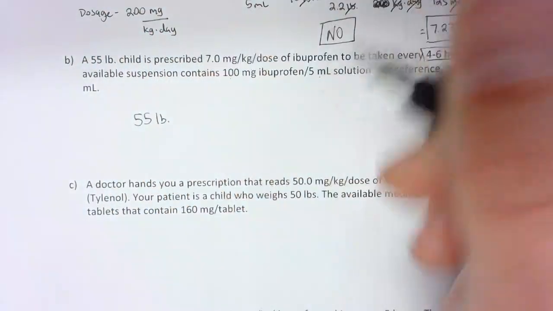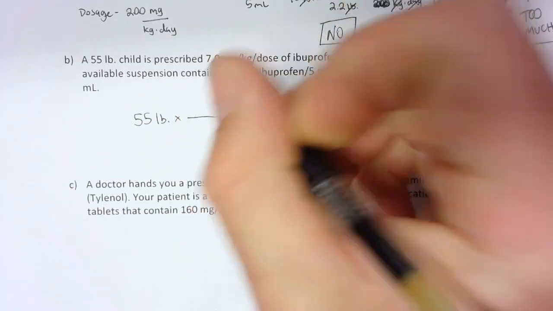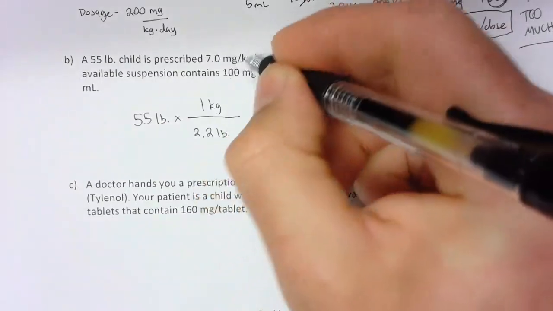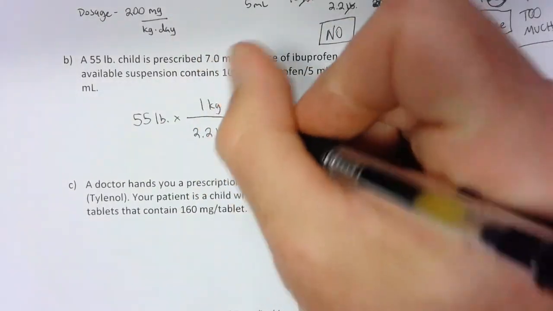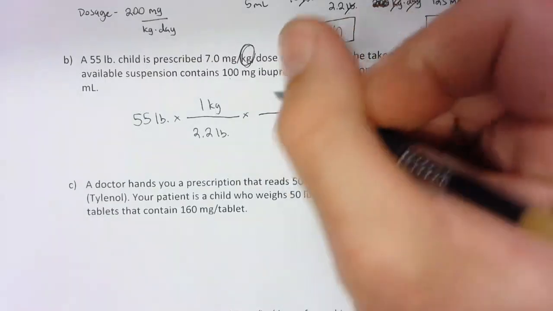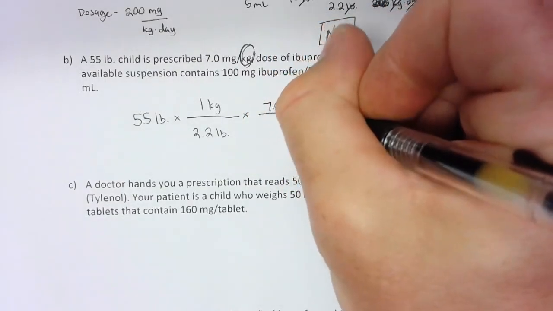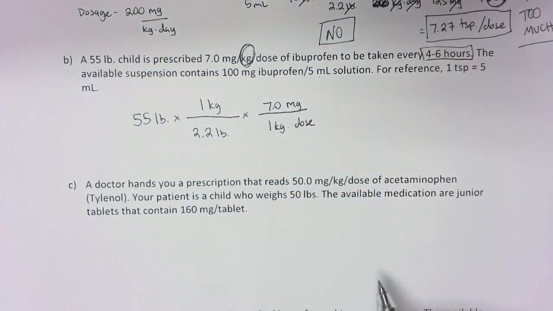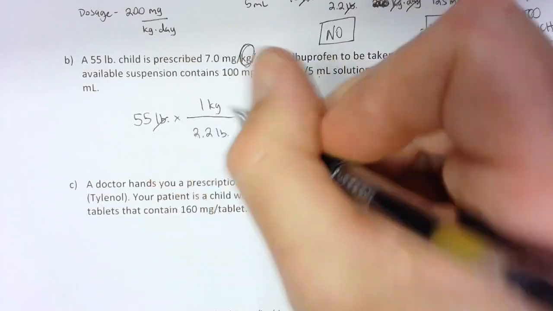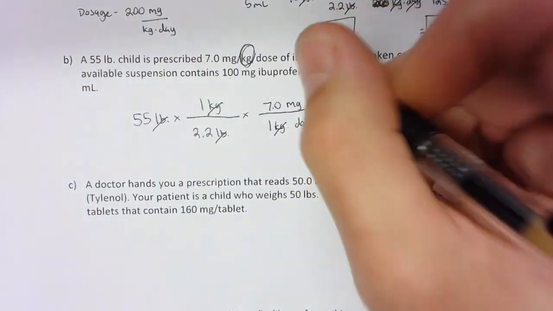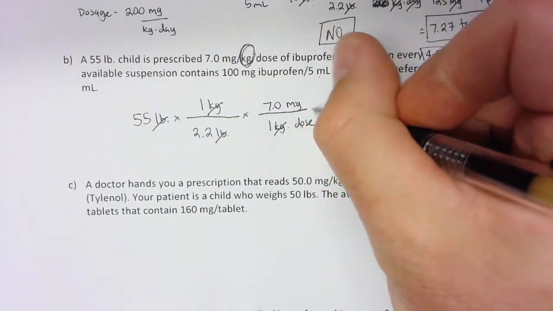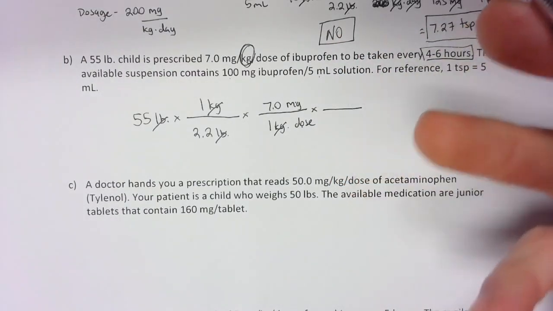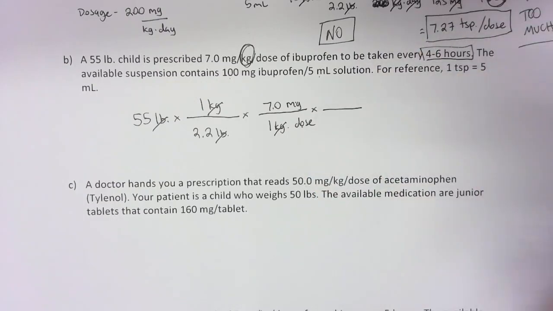55 pounds. Got to do that first conversion. 2.2 pounds to 1 kilogram because our dose is in terms of kilograms. And then we use that 7 milligrams for 1 kilogram per 1 dose. Cancel out the units. So at this point we're left with milligrams per dose, but it's kind of hard for us to conceptualize whether a dose is correct in terms of milligrams, so we're going to go ahead and take this to teaspoons.